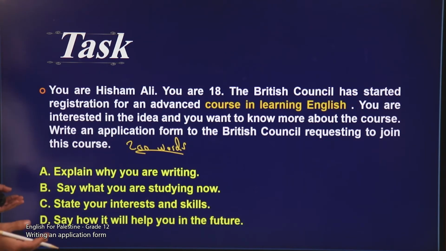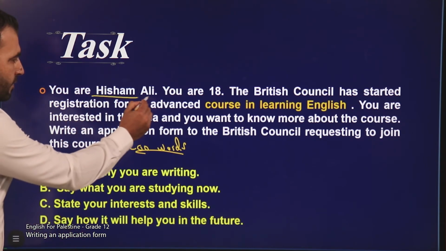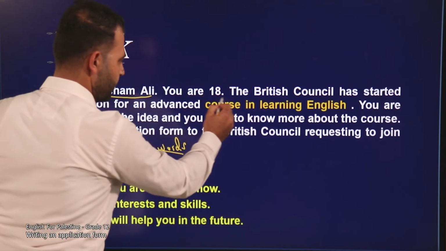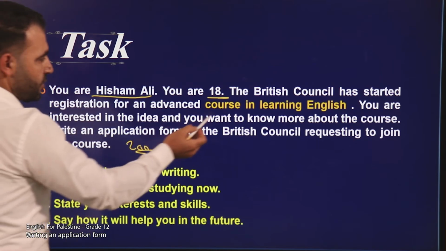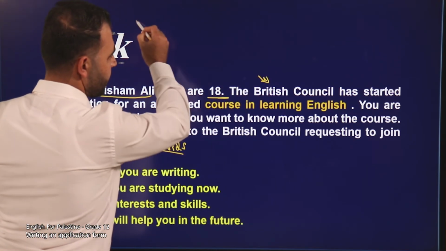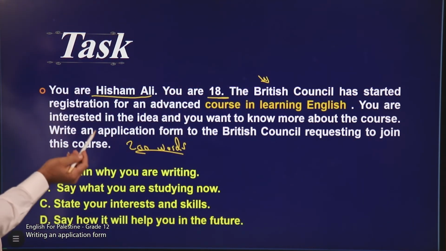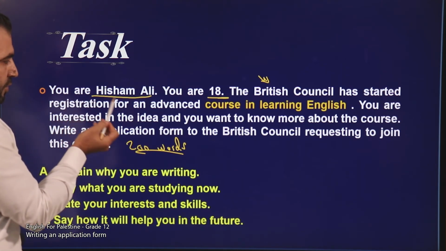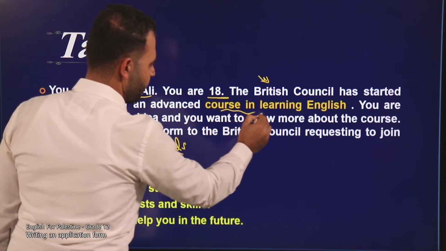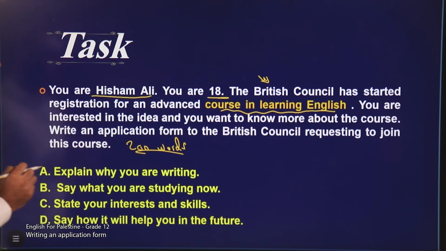Now, what should your application form have? Here, you have your name, your age, and the institution that you are writing for. You can write it at the beginning. Then, you have the title of the course that you are applying for, which is Learning English.